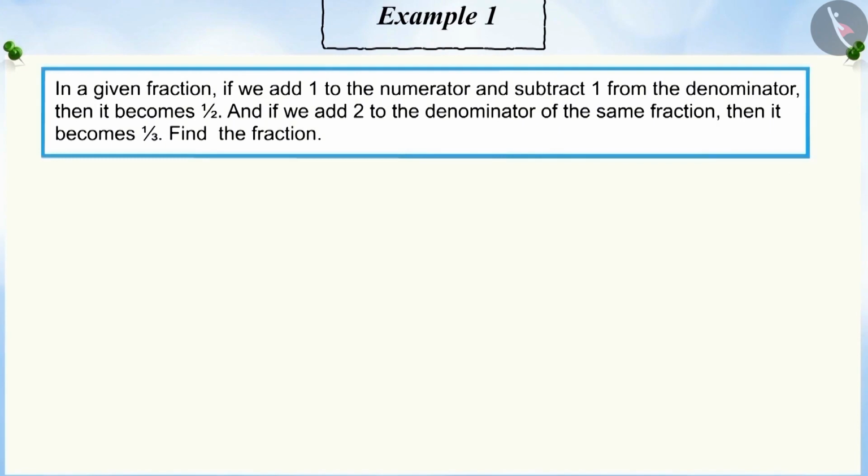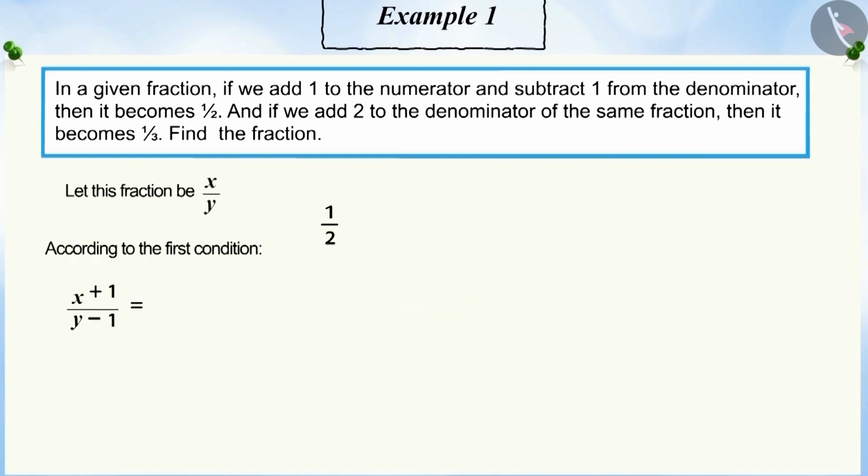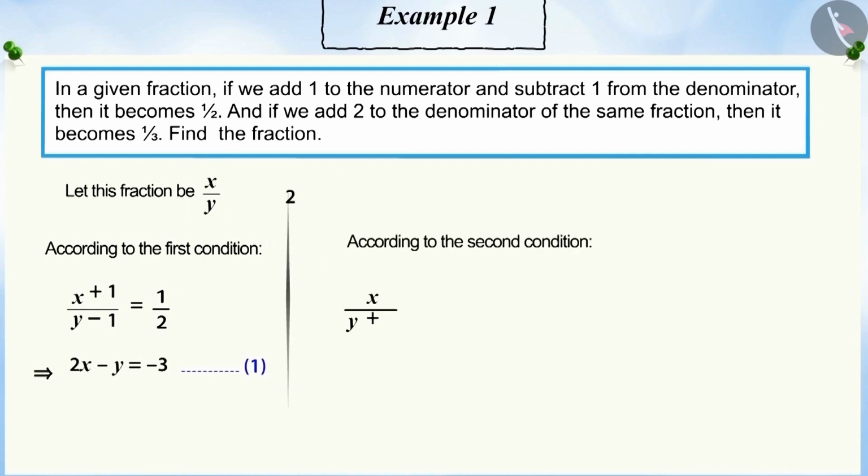In a given fraction, if we add 1 to the numerator and subtract 1 from the denominator, then it becomes 1 by 2. And if we add 2 to the denominator of the same fraction, then it becomes 1 by 3. Find the fraction. To solve the given question, pause the video and form a pair of linear equations in two variables. I hope you have also written the linear equations shown on the screen.